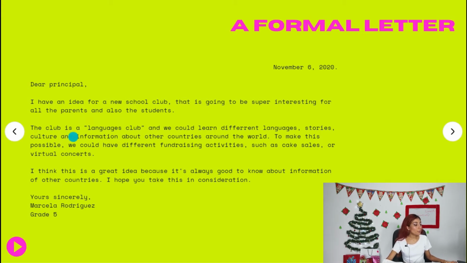The club is a languages club and we could learn different languages, stories, culture and information about other countries around the world. To make this possible, we could have different fundraising activities such as cake sales or virtual concerts. I think this is a great idea because it's always good to know about information of other countries. I hope you take this in consideration. Yours sincerely, Marcela Rodriguez, grade 5th.